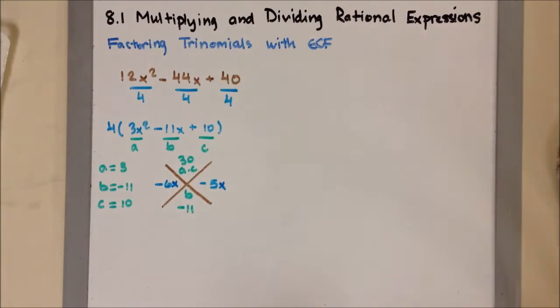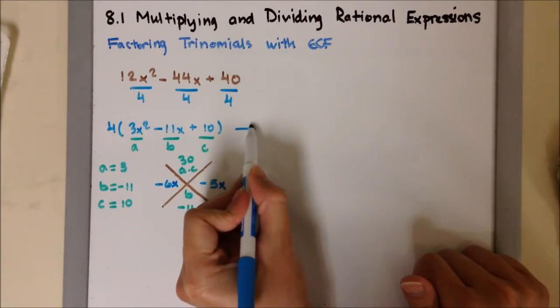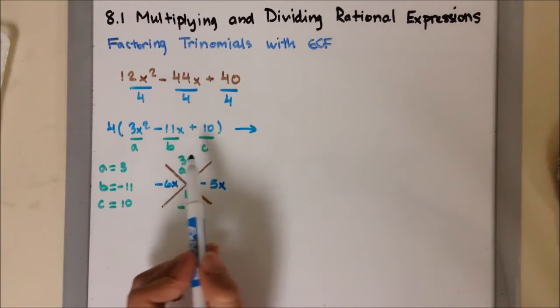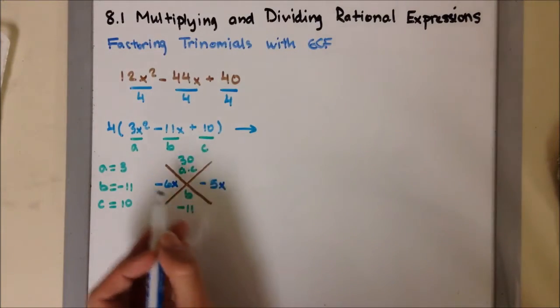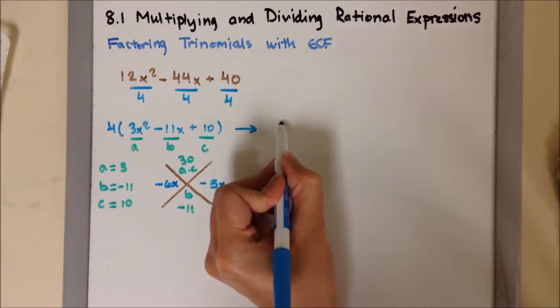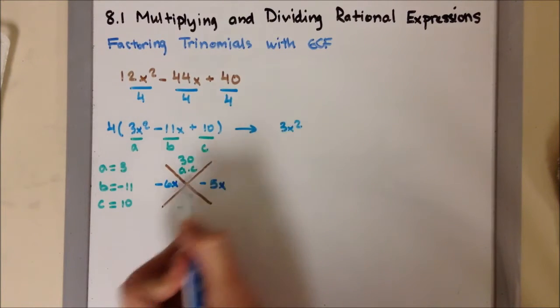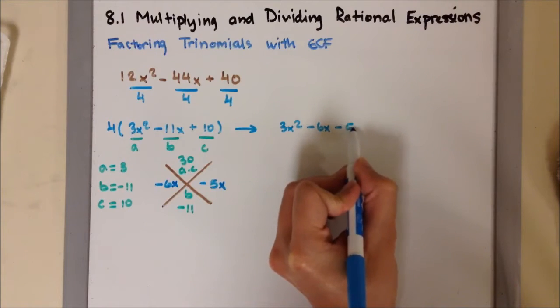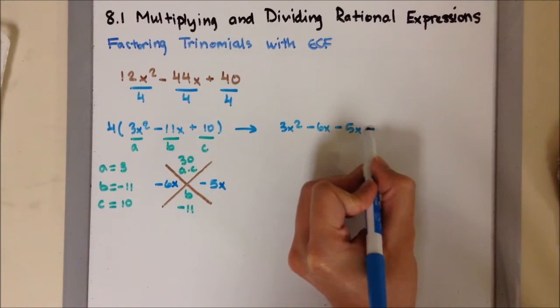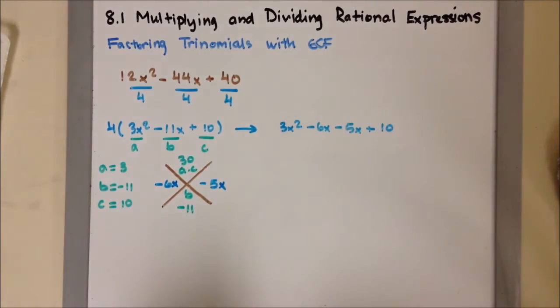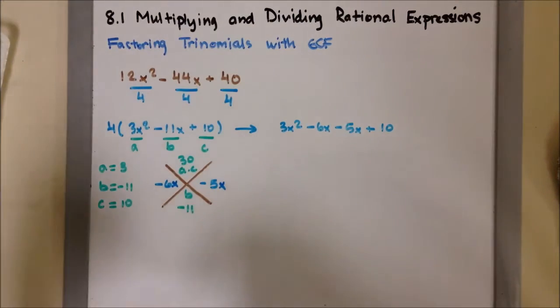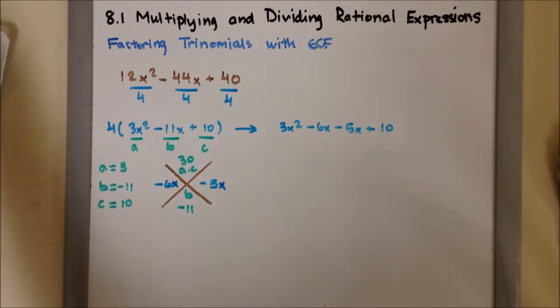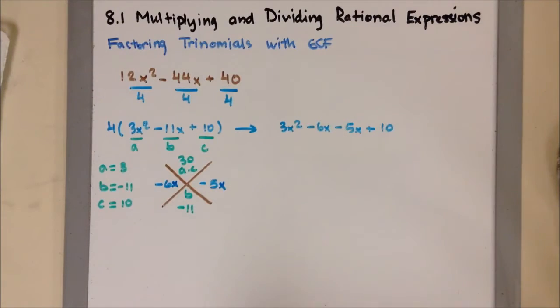So let's set up our work. Again, we're just going to focus on inside the parenthesis. So first I'm going to write 3x squared, then minus 6x, then minus 5x, and my last term plus 10. Alright, so let's start factoring by grouping.